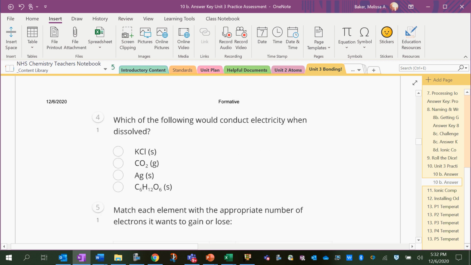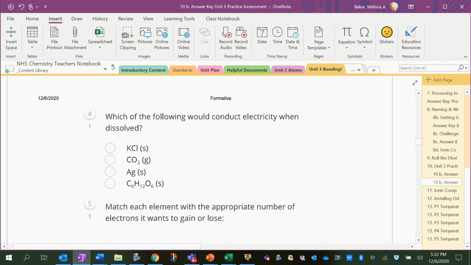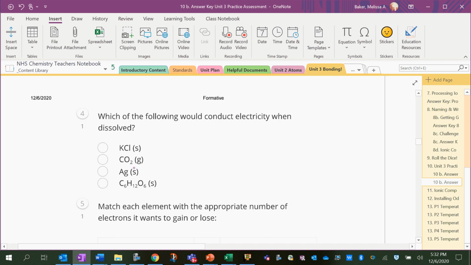Which of the following would conduct electricity when dissolved? Metals don't dissolve. Silver is a metal. And let's look at our other ones here. This one has molecular covalent bonding because it's a gas.